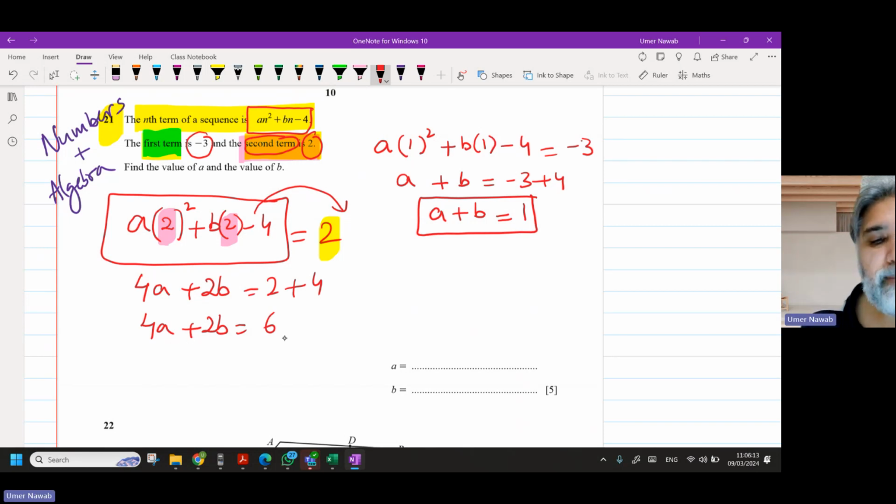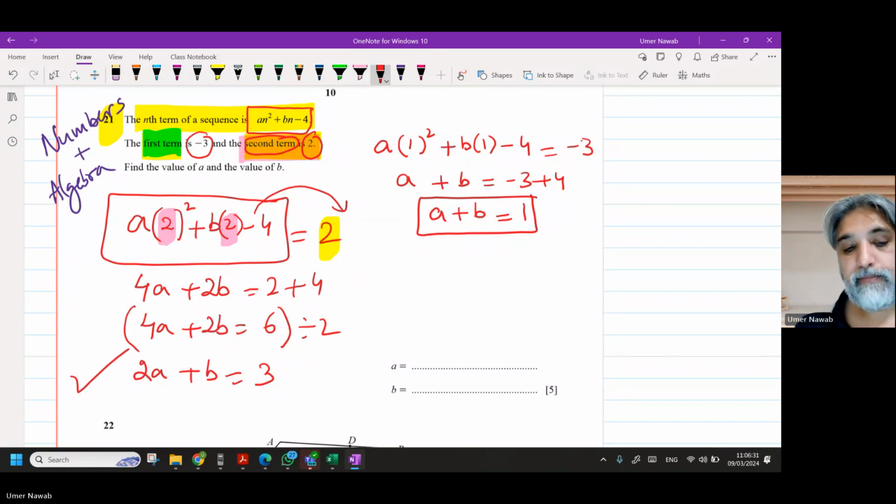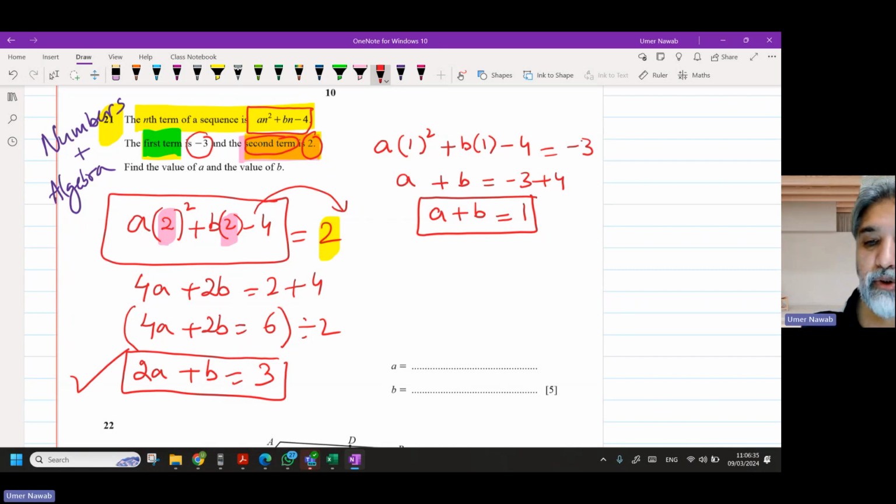Now, if you want to simplify this, because every term can be divided by 2, can I divide every term by 2? Although it's not needed, it will simplify your result. So 4 divided by 2 is 2a, 2 divided by 2 is b, and 6 divided by 2 is 3. It looks simplified. So this is the second equation. I got it. So 2a plus b is equal to 3. So this is the simultaneous equation.